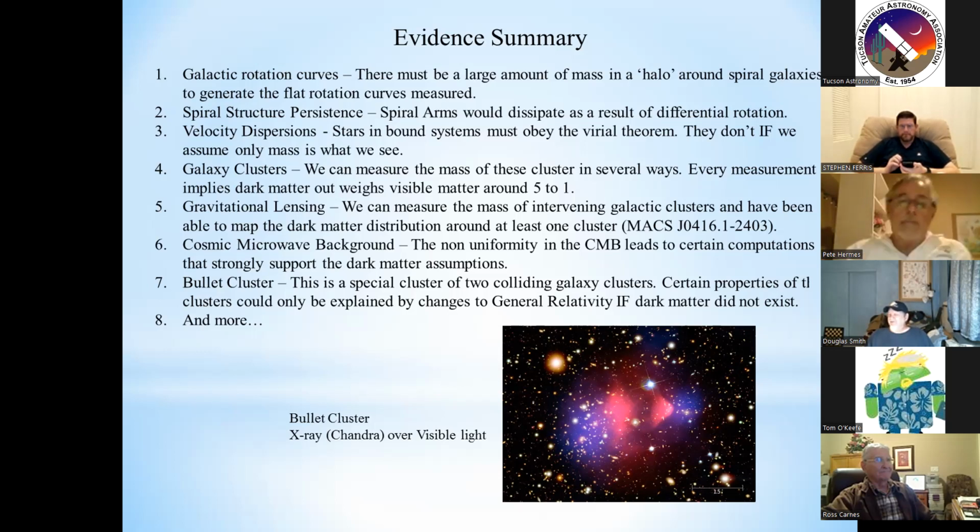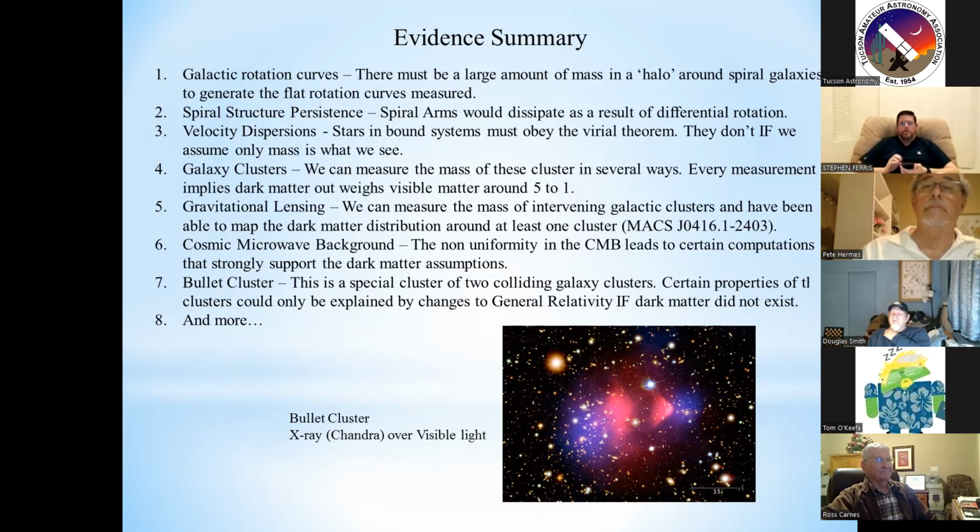Gravitational lensing. This is another way of looking at galaxy clusters. In this case, there was one case that I found where they actually looked at a galaxy cluster and they were able to map the dark matter distribution for this particular galaxy cluster. That's the cluster, MACS J0416, and so on. And they were able to map it.